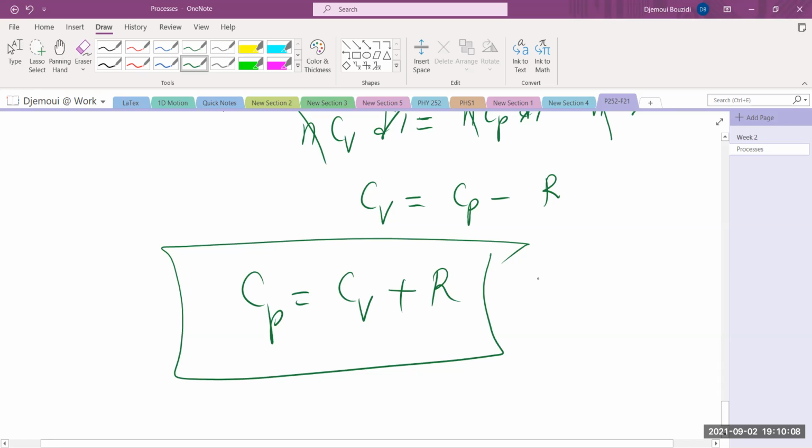This is true all the time. I took it between two infinitesimal processes in an isobaric process, and it gave me this relationship between the molar specific heat at constant pressure and the molar specific heat at constant volume. And the difference between them is just a constant, which is 8.31. So this is an identity. And that is the proof for it.